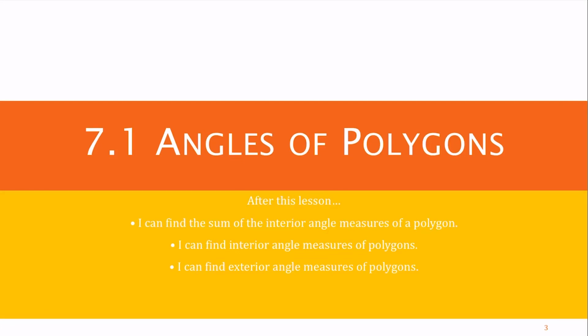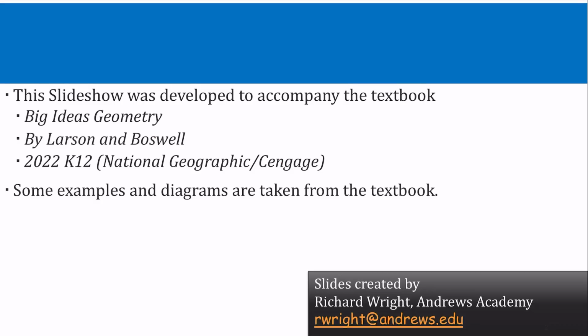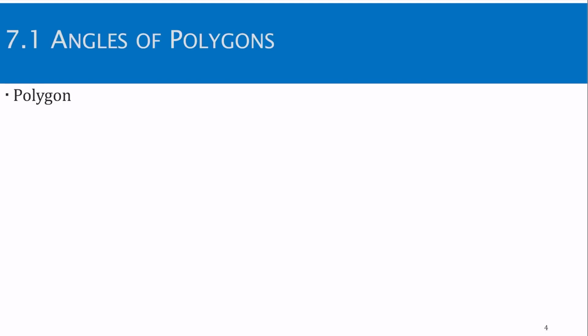Lesson 7.1, Angles of Polygons. If you remember from a long time ago, a polygon is a closed figure made of straight segments.